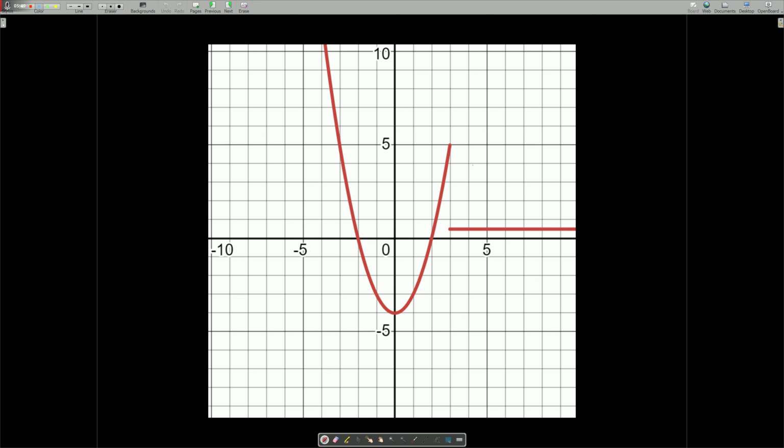So here is the different left and right behavior. You see, as we're approaching 3 from the left, we approach 5.